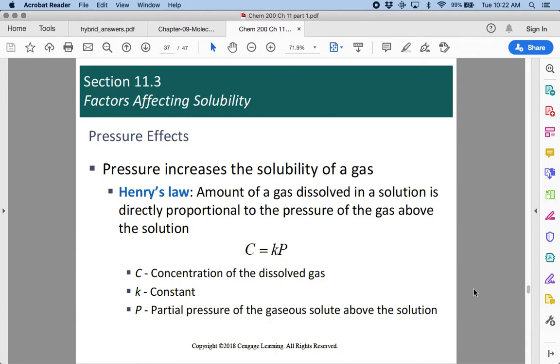Another factor that affects solubility is the pressure on the system, especially if we're talking about a solution with a gas. If you think about something like carbonated water, where the gas is the solute and the solvent is water, the pressure that gas is experiencing is going to play an important role in how soluble it is.